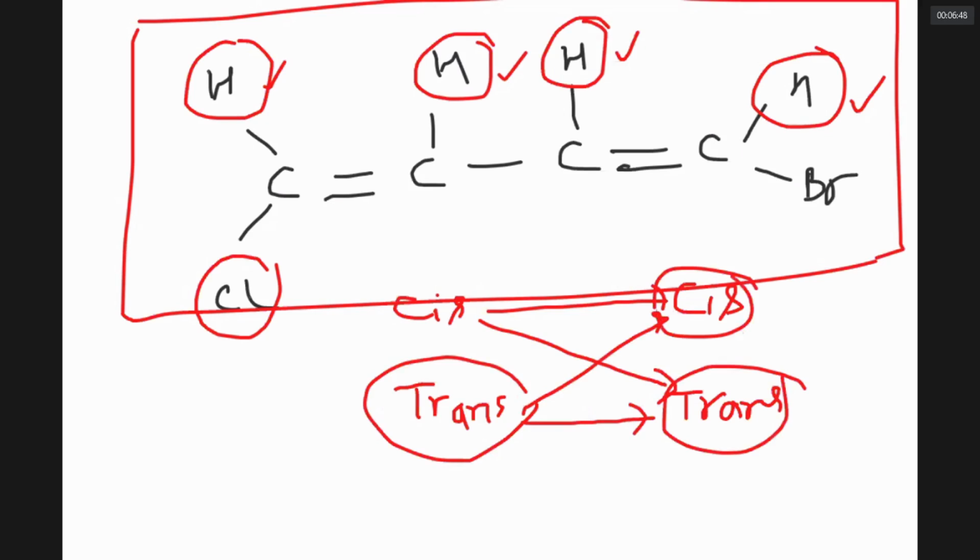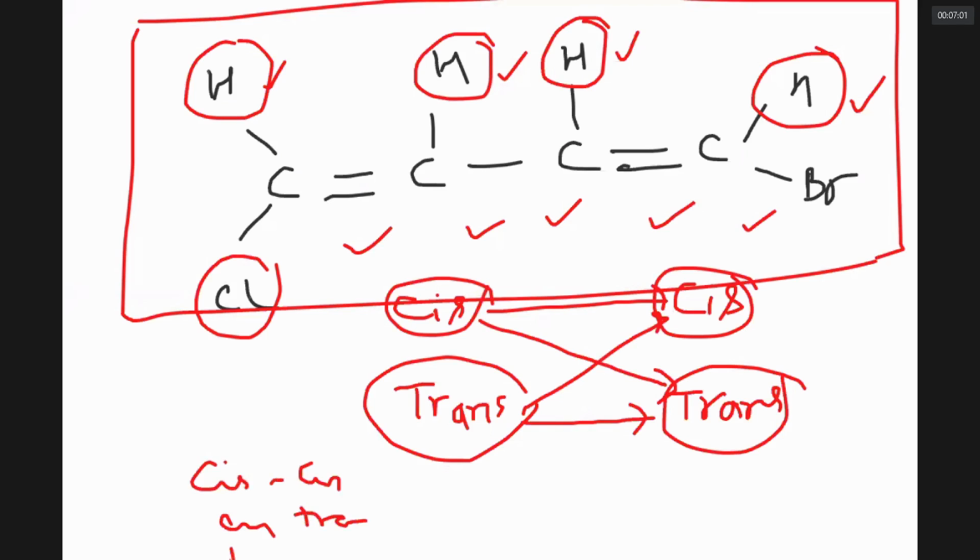So in how many ways can this molecule exist? 4 ways, sir. Cis cis, cis trans, trans cis, trans trans, 4 ways. It has 2 stereogenic centers and it exists in 4 different ways.